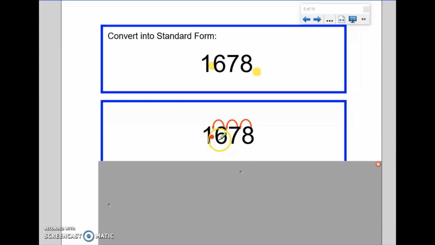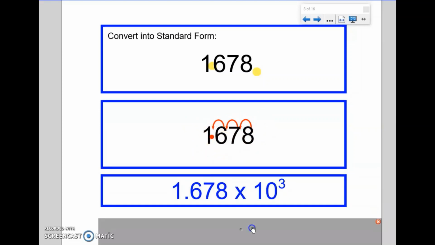I know I'm going to be dealing with the number 1.678, and my index number is going to be 1, 2, 3, and it's going to be positive because I'm moving to the left. So this number in standard index form would be 1.678 times 10 to the power of 3.